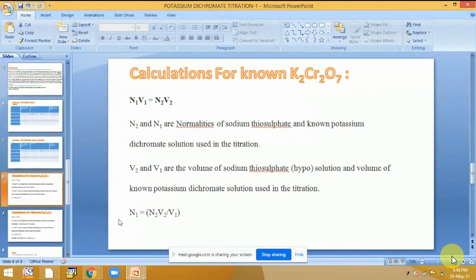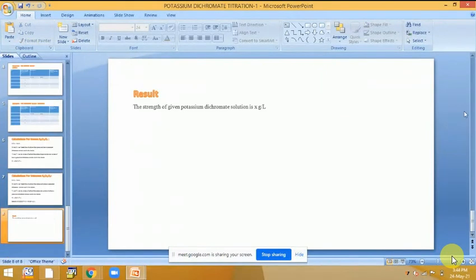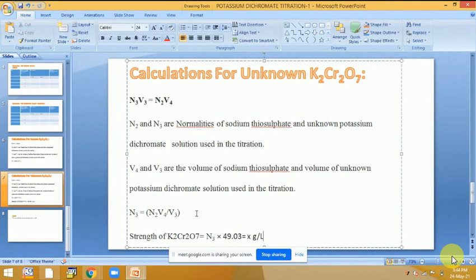In this way, you calculate N1, N2, and in the second step, you put the value of N2 for N4. So now at the end, the strength in this case will be N3 multiplied by 49.03, which is the equivalent weight of potassium dichromate, so that we get the strength in terms of gram per liter, because normality is mole per liter and strength is expressed in gram per liter.